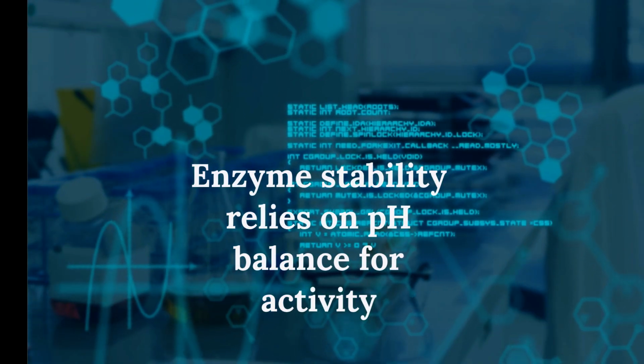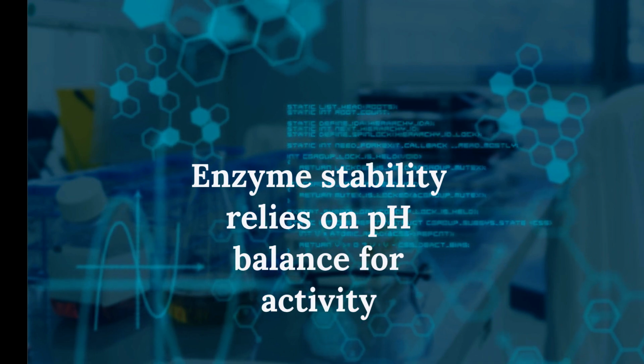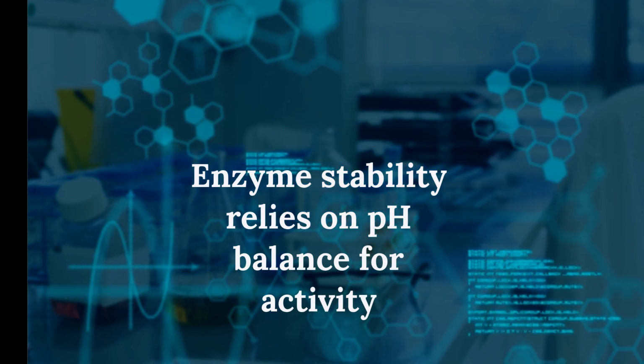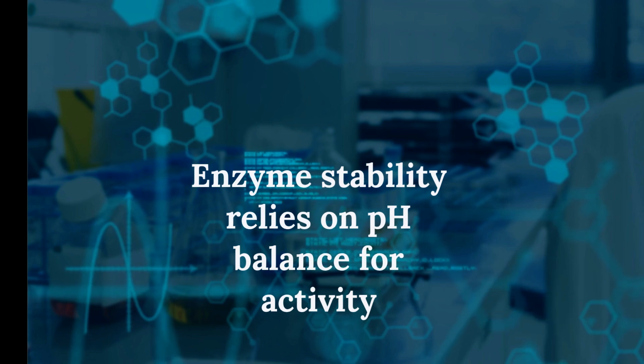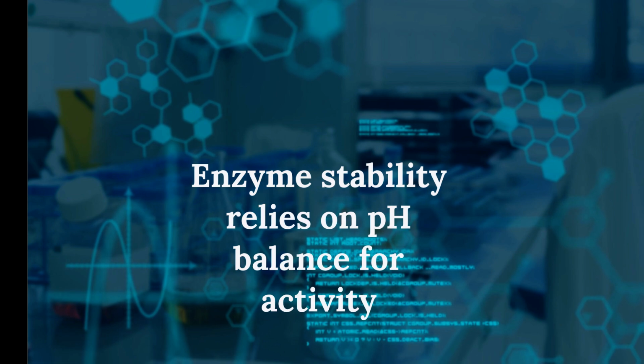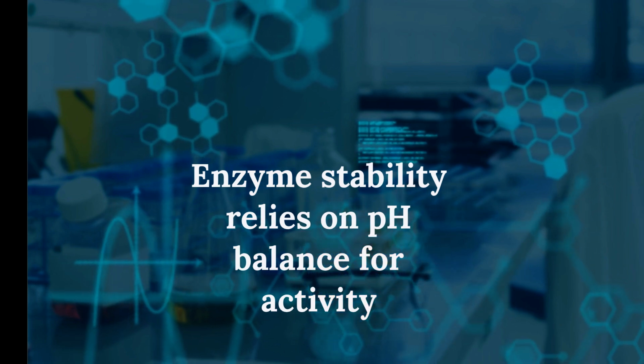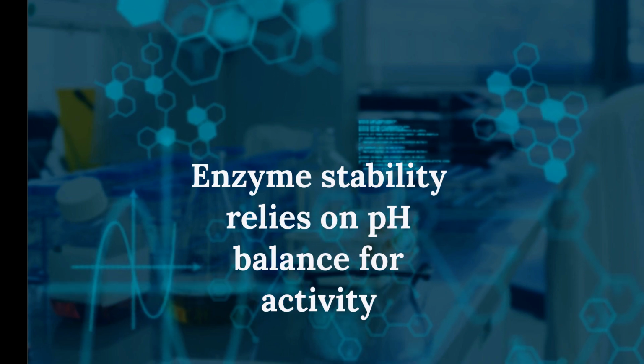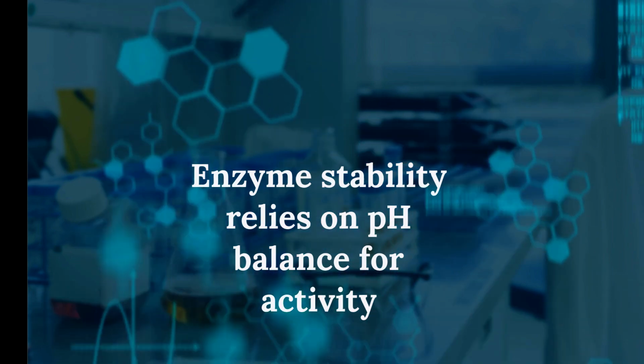Extreme pH changes the charge of amino acids. This disrupts ionic bonds and modifies hydrogen bonding. The active site's shape changes, reducing substrate binding. As a result, reaction rate decreases significantly. Recognizing these changes is crucial for enzyme stability.